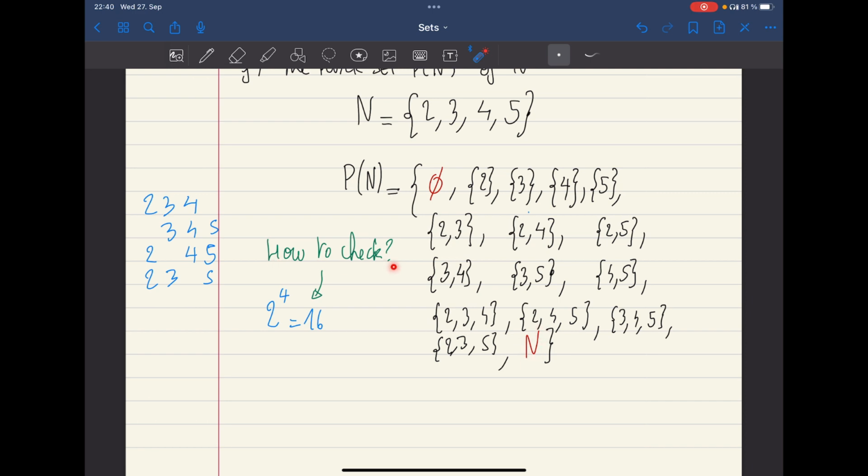Now how to check that you have the right number of elements? You do 2 to the power of the number of elements in your set. So here we have 1, 2, 3, 4 elements. So we do 2 to the power of 4, that's 16. Therefore here there should be 16 elements. 1, 2, 3, 4, 5, 6, 7, 8, 9, 10, 11, 12, 13, 14, 15, 16. Here we go. It's likely to be true.